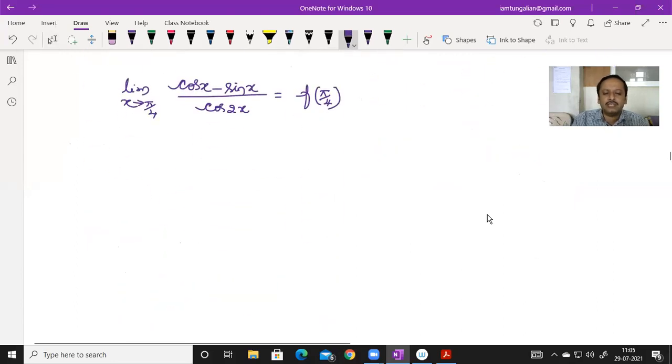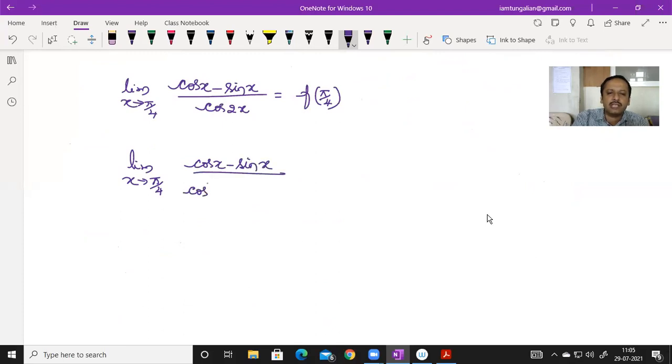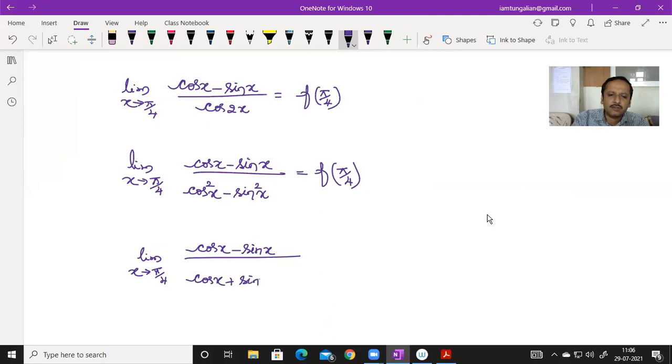If you directly apply the limit, you will get 0 by 0. Instead of going for L'Hospital's rule, we can simplify further. Cos 2x can be written as cos square x minus sin square x. You know this part. I'll write cos square x minus sin square x as (cos x plus sin x) into (cos x minus sin x), since a square minus b square is (a plus b) into (a minus b). So this cos x minus sin x gets cancelled.